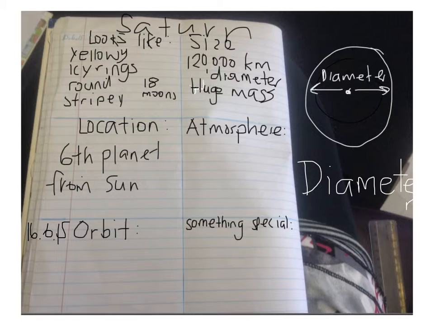Zayden, what did you have in your location box? 6th planet. Did anyone have a different planet? What did you have, Kiana? Uranus. What number planet was it? The 7th planet. Lucas, what number planet? 9th planet. And I know, Zealous, yours was the 9th planet too, wasn't it?